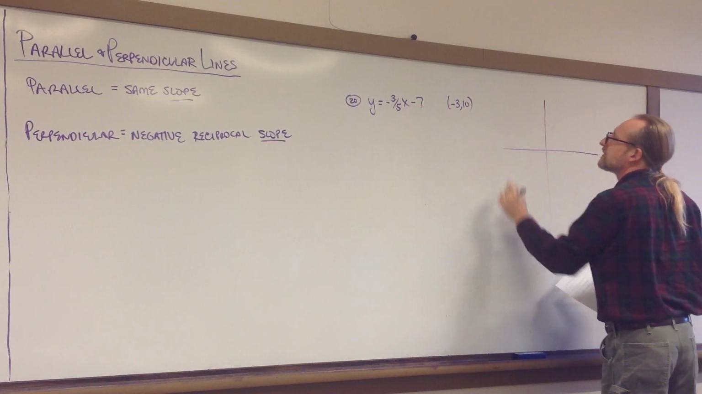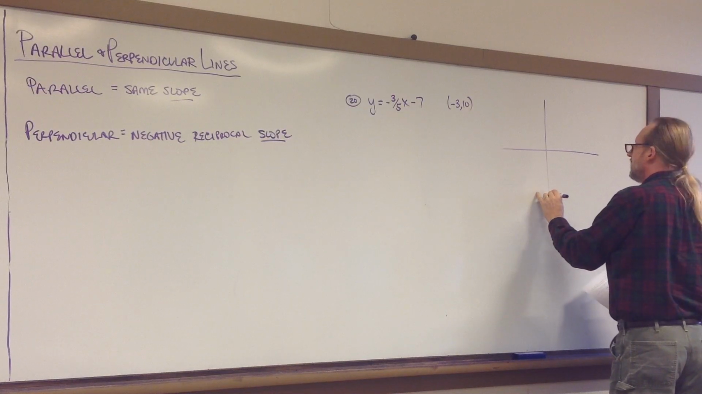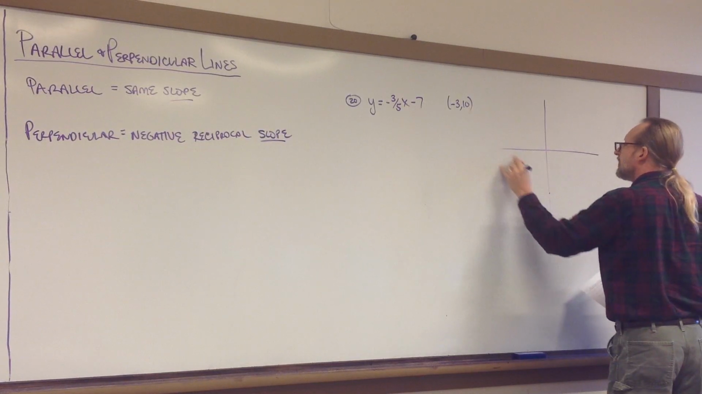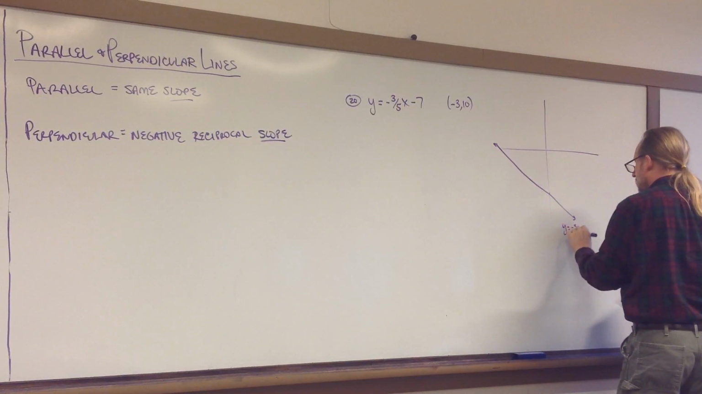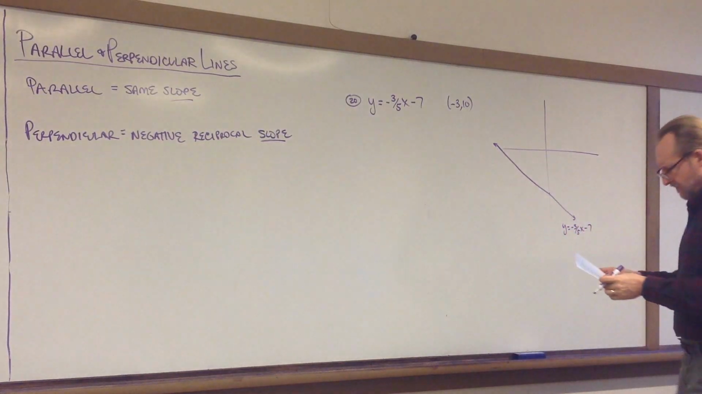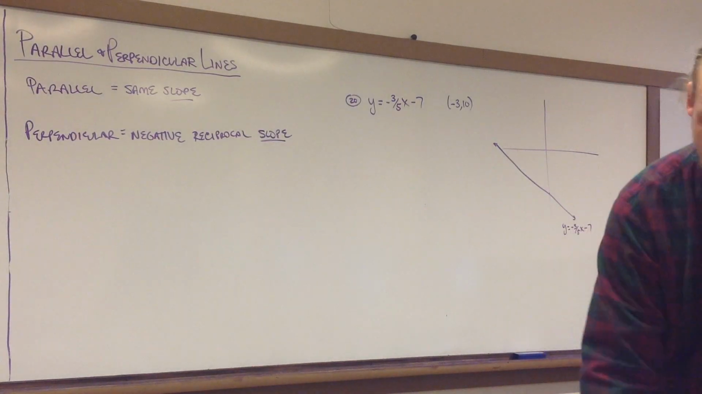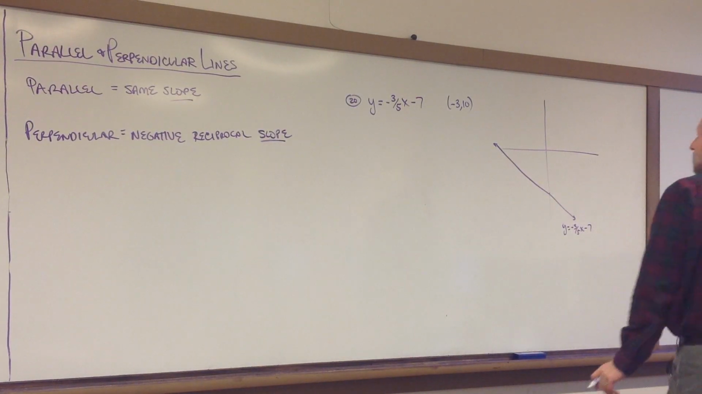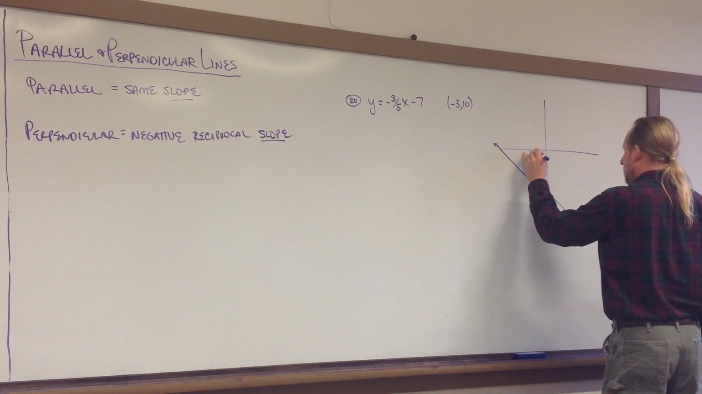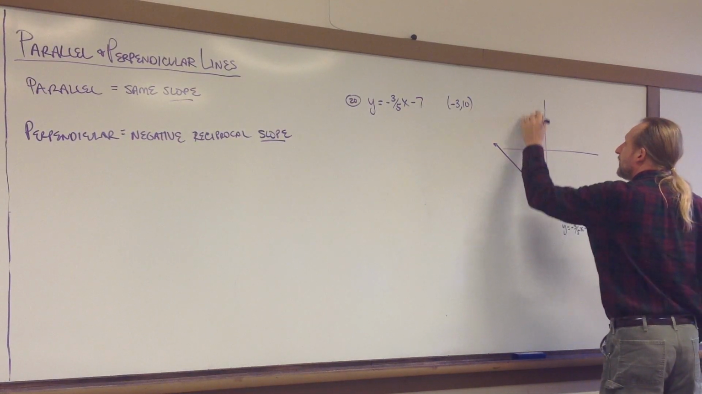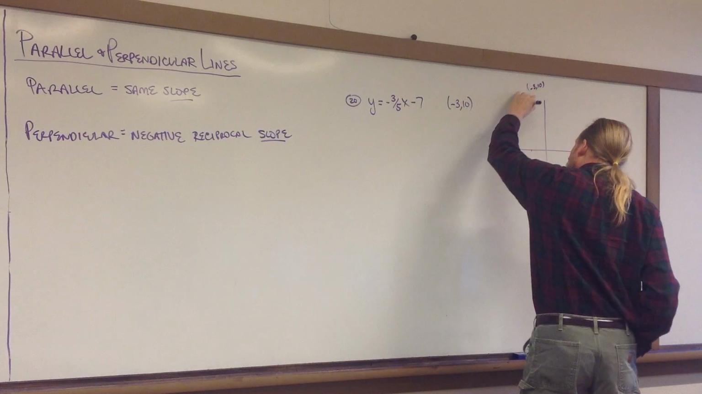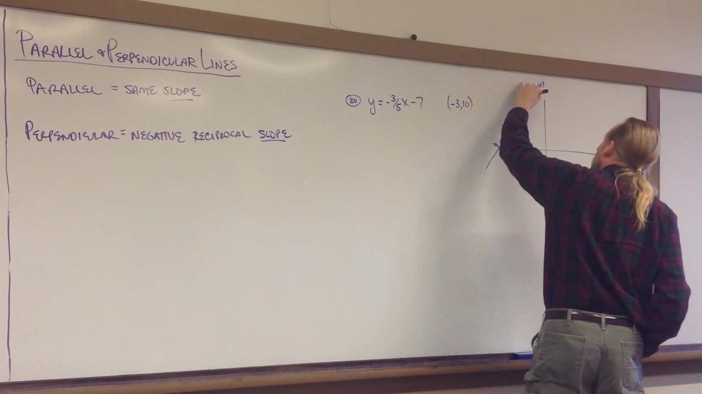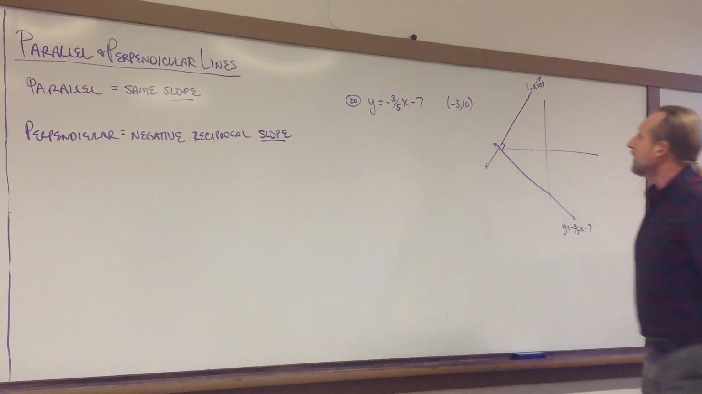Okay, well, let's see here. Go down to negative 7, and then negative 3/5. That's going to look something along those lines. Okay, negative 3/5 x minus 7. Now, we want a line that's going to be perpendicular to this, but also pass through the point negative 3, positive 10. And so let's see, perpendicular is going to come down right like that. So there's our line, okay?